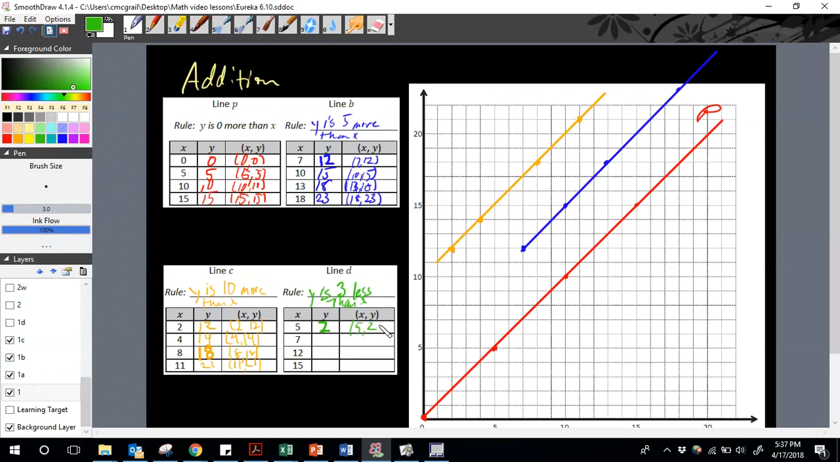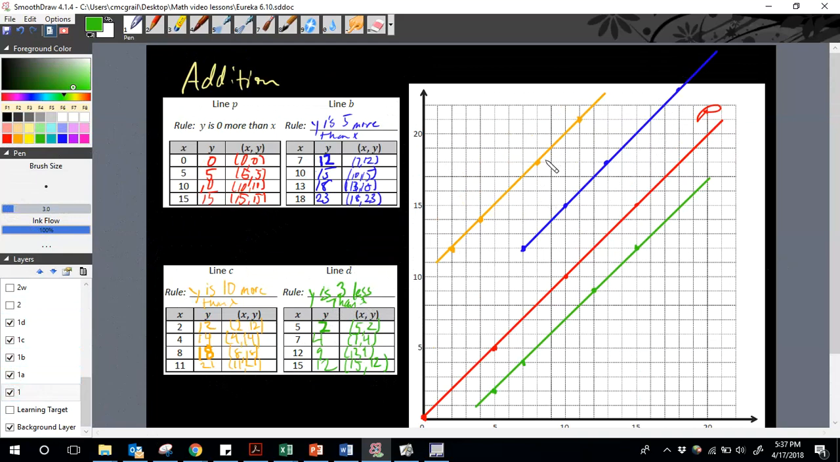5, 2. 7 minus 3 is 4, so 7, 4. 12 minus 3 is 9, so 12, 9. And 15, 12. If I plotted these right, they should all be in a line that is parallel. Let's see. And I can see here that all of these lines are parallel.